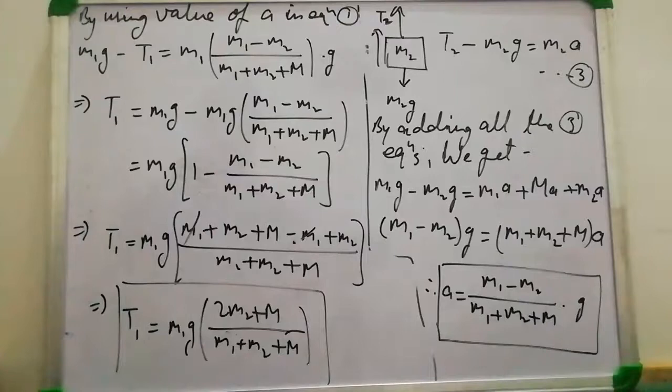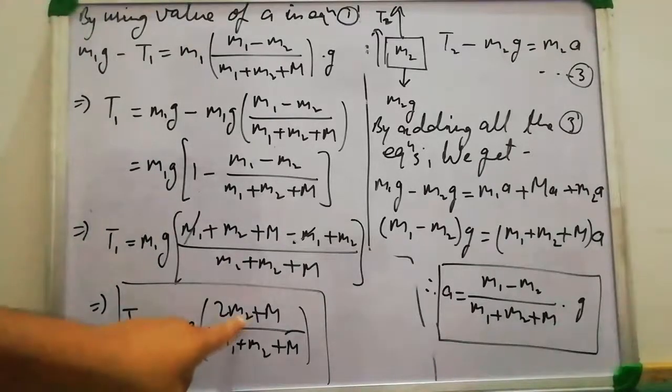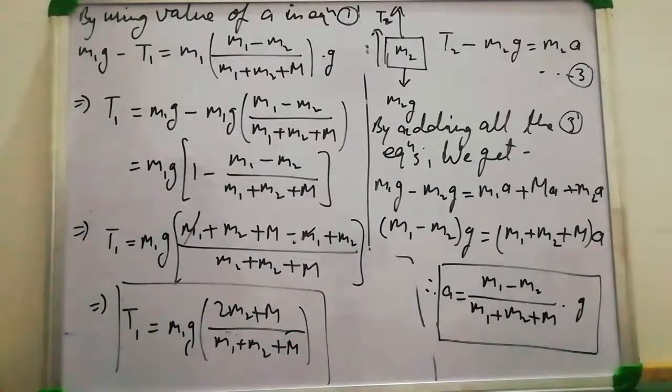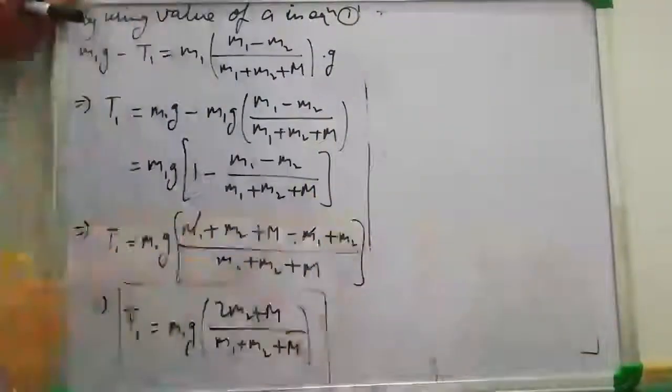Similarly, can we calculate the value of T2 also? We can calculate the value of T2 also. In that case, what will we get? We will get m2 here and m1 here. The rest of the things will be the same, and just the values of m1 and m2 will be interchanged. So you have to calculate this value. I am simply writing it as it is, the formula.